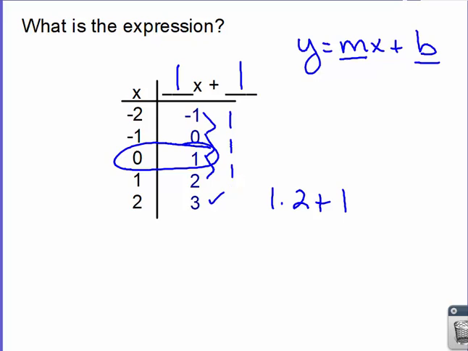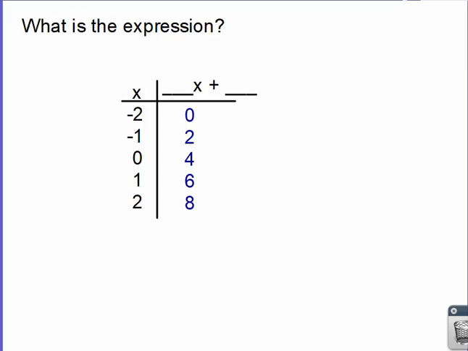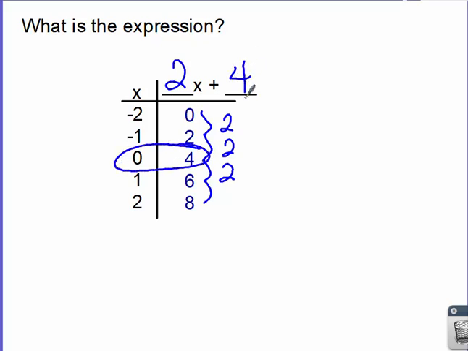Okay, let's try another one. What about this one right here? Again, same kind of thing. The number with our x, the coefficient we call our slope, is determined by the pattern in our T-chart. Here our pattern is 2. So our slope is 2, and our y value when x is 0 is 4.